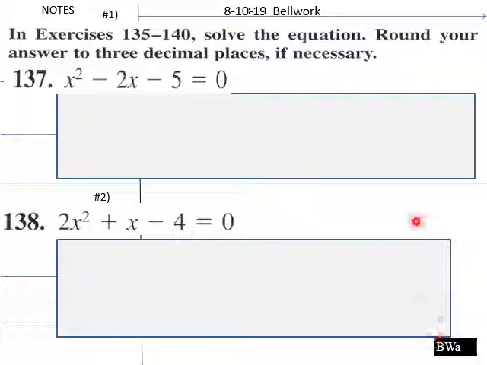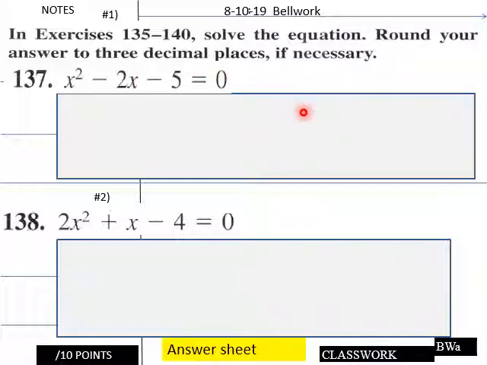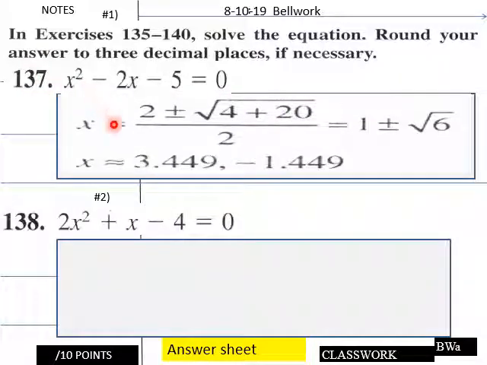Okay, welcome back for solutions to today's bell work. We have 2 quadratics here to solve. For 137, we're going to use the quadratic formula. Plug into our quadratic formula our values from up here. So it would be 2 plus or minus radical 4 plus 20 over 2, which comes out to 3.449 and negative 1.449. 1 plus or minus square root of 6 in here.